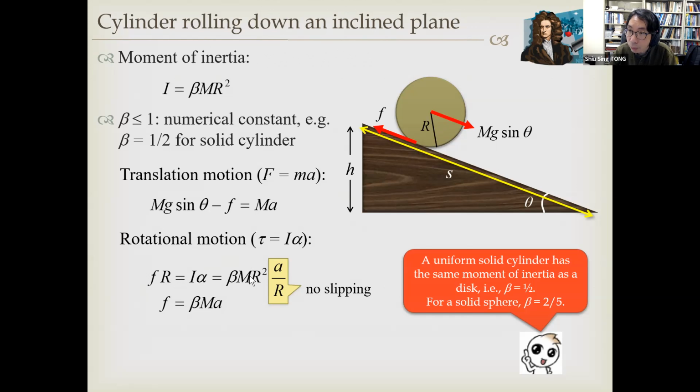I is now beta mr², and if I consider pure rolling without slipping, alpha is equal to a over R. That is only the pure rolling condition. And so if I put a over R to be alpha, then one of the R will cancel, and I also have another R cancel with the R on the other side of the equation. And so the frictional force will now become beta M a. So I can replace the friction in the linear equation by beta M a.